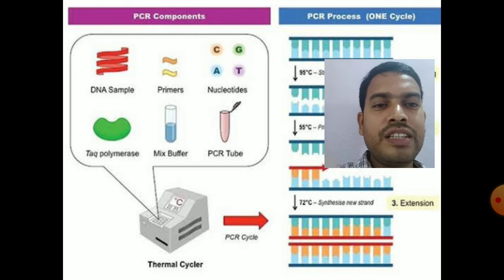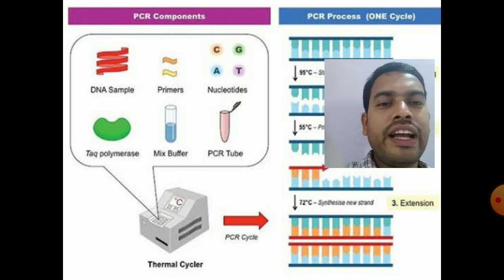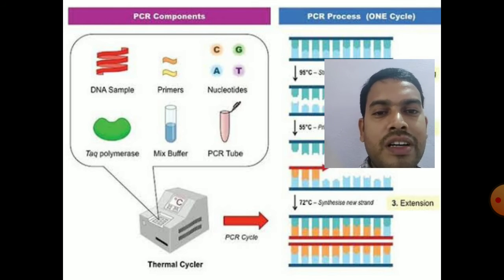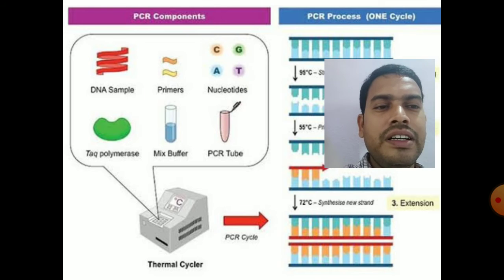While coming into the technique, in the PCR technique, the major components include your DNA sample, the DNA sample which has to be amplified, and the short primers and nucleotides which are also called dNTPs, deoxynucleotide triphosphates, and a PCR tube, an Eppendorf tube, and a buffer mixture, and an enzyme called Taq polymerase. In general, the PCR is carried out in a machine called a thermal cycler.